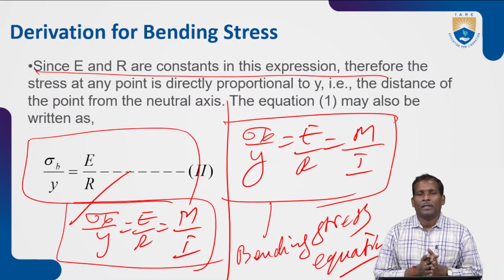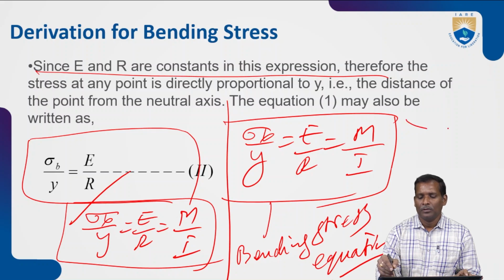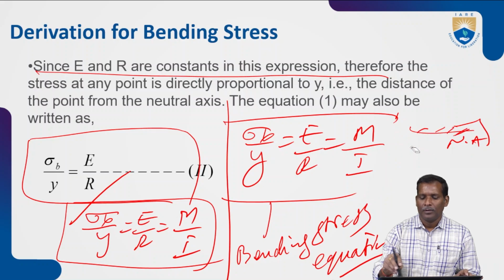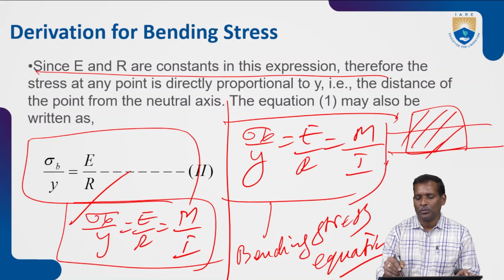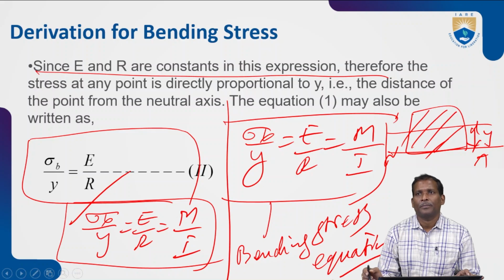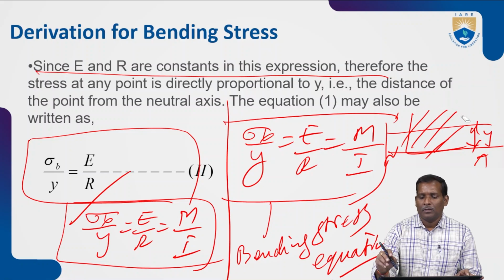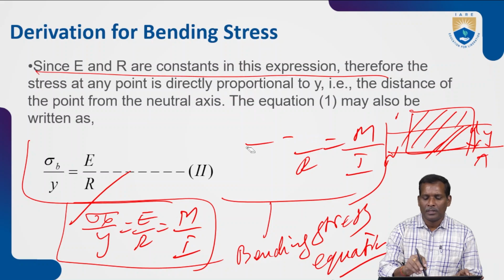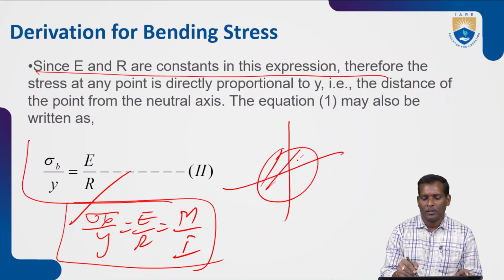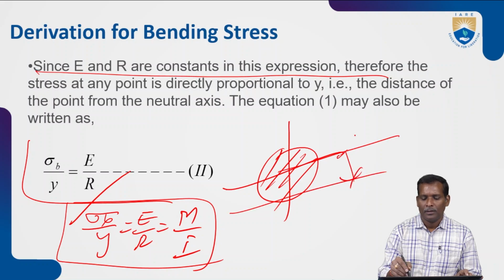So y is the distance of the point from the neutral axis. In a beam, after bending, this is the neutral axis. You take a small elemental section, so for a 2D section like this, this is the neutral axis, and you have to take this y like this. Clear? For a circular cross section, you have to take y like this.